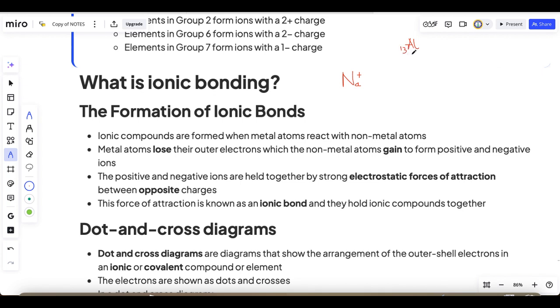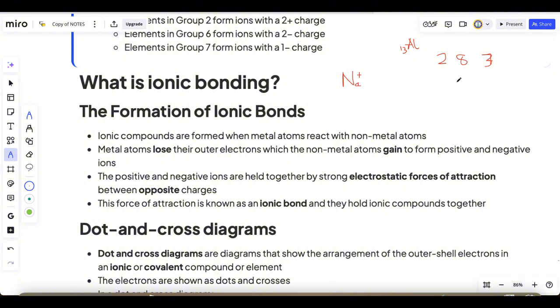Atomic number is 13. So if you draw the electronic configuration, you have first shell 2, second shell 8, and third shell 3 electrons. Because it's 13, right? 2 plus 8, 10, plus 3, 13. So aluminium has to lose the whole 3. It's easier to lose 3 than to look for 5. Because to complete the outer shell, the energy to lose 3 is smaller than the energy to gain 5. So you will lose these.